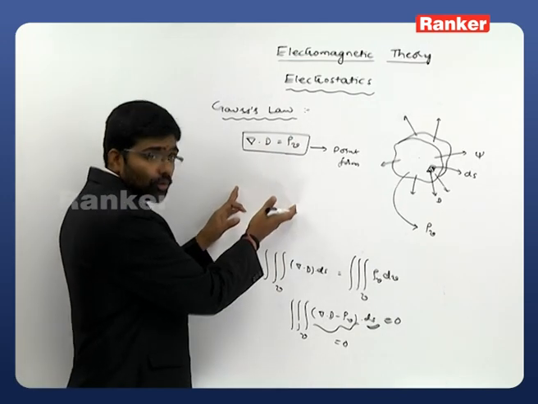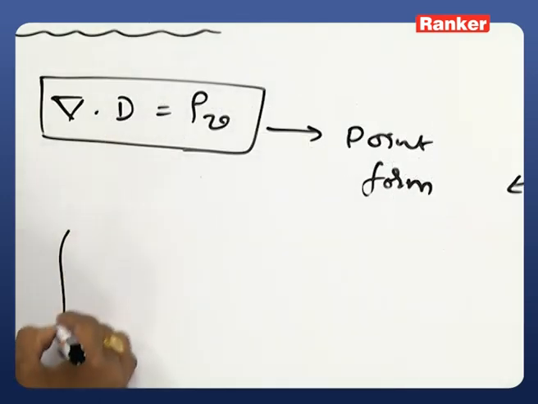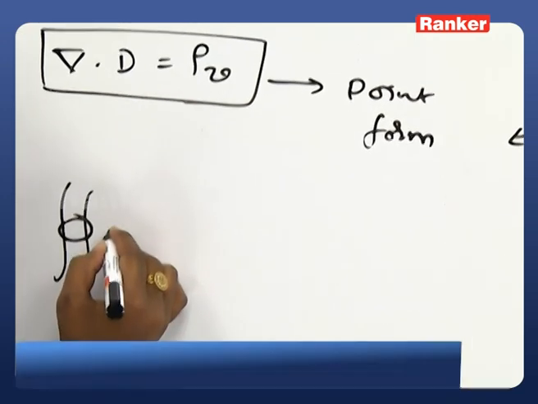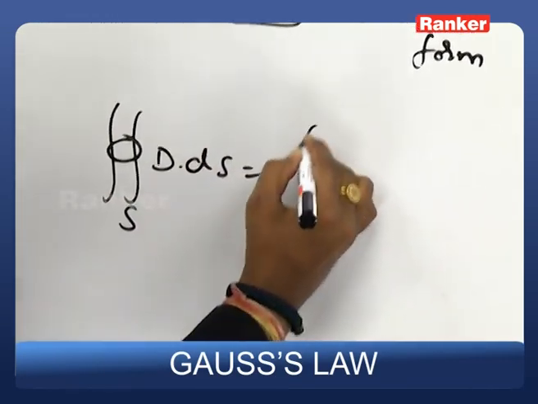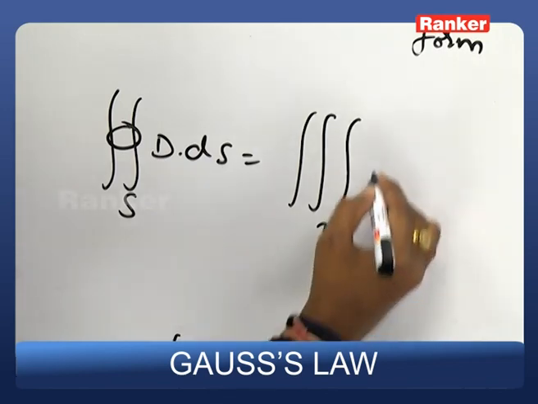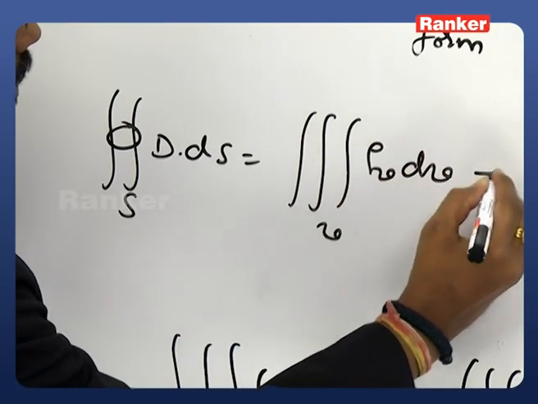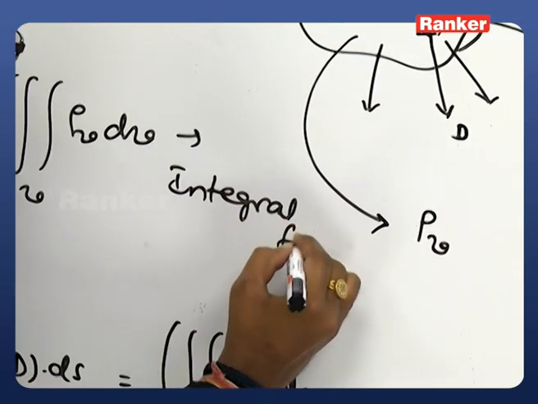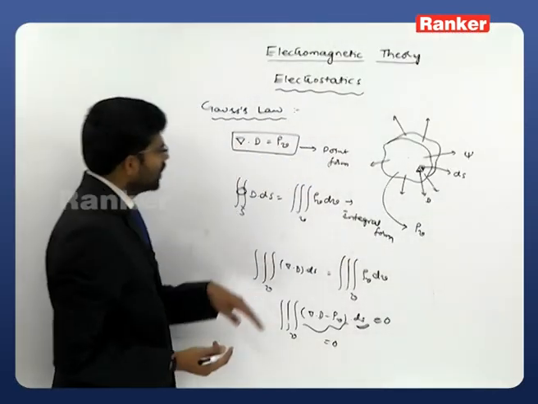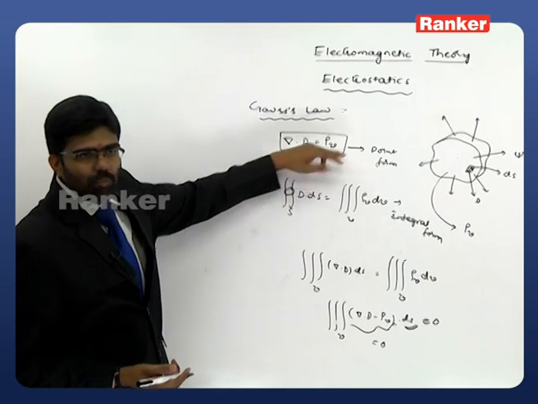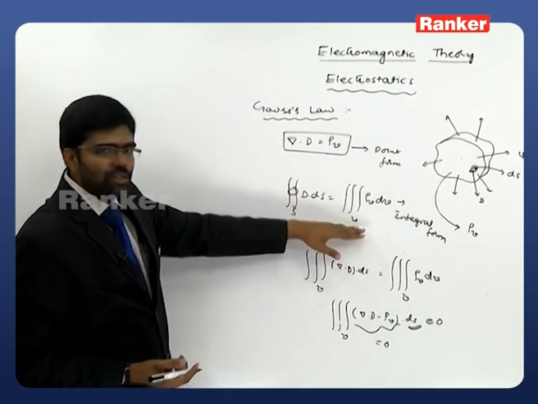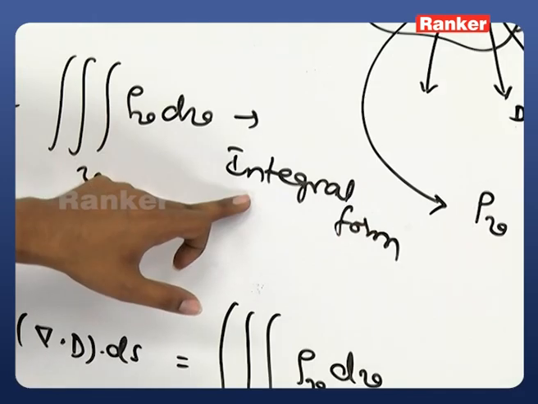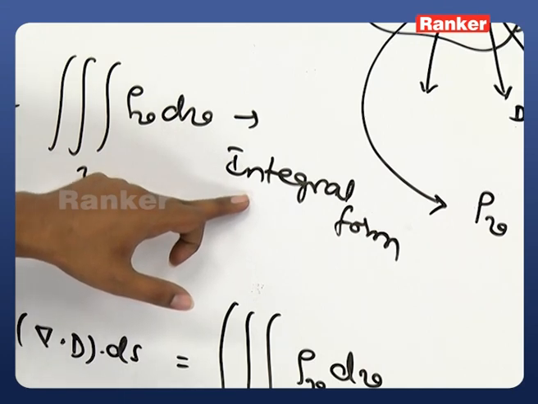Previous to that we wrote one more equation, that is the closed surface integral of D dot dS equals the volume integral of rho v dv. This is in integral form. So we can say this is a Maxwell's equation in point form, and this is a Maxwell's equation in its integral form. We will discuss those Maxwell's equations later.